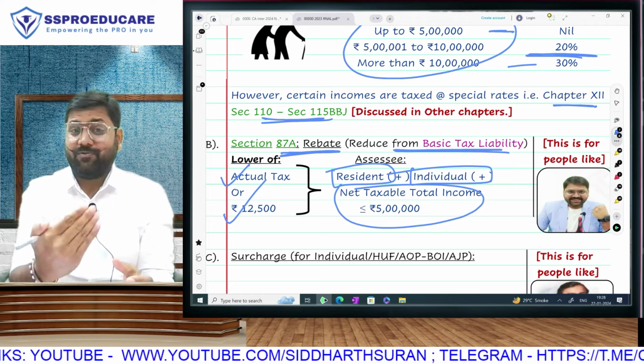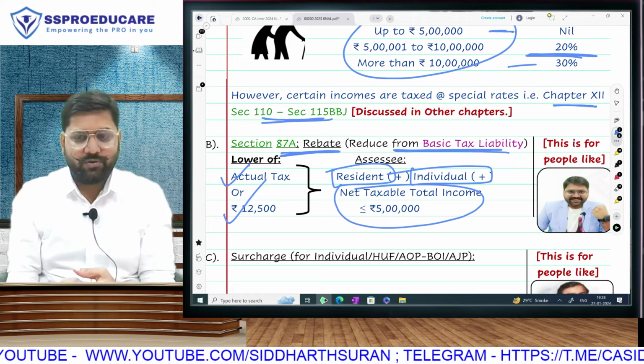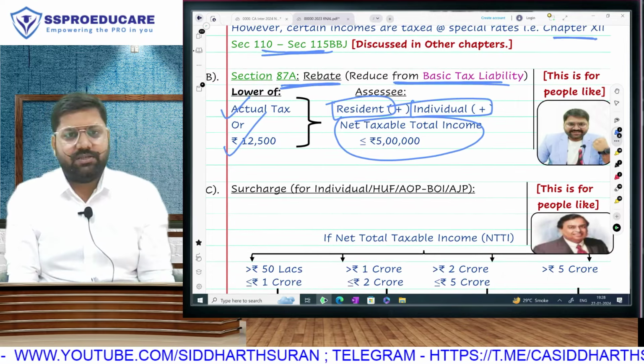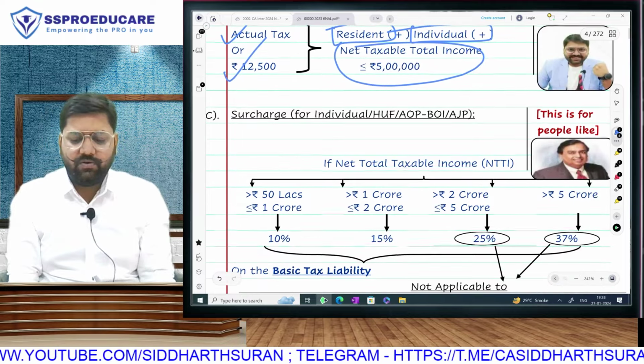Till last year in the new regime it was the same, but this time it has undergone changes. When we go to the new taxation regime, we'll talk about it. But that's the first change. Your basic tax can change: one, due to rebate; second, due to surcharge.